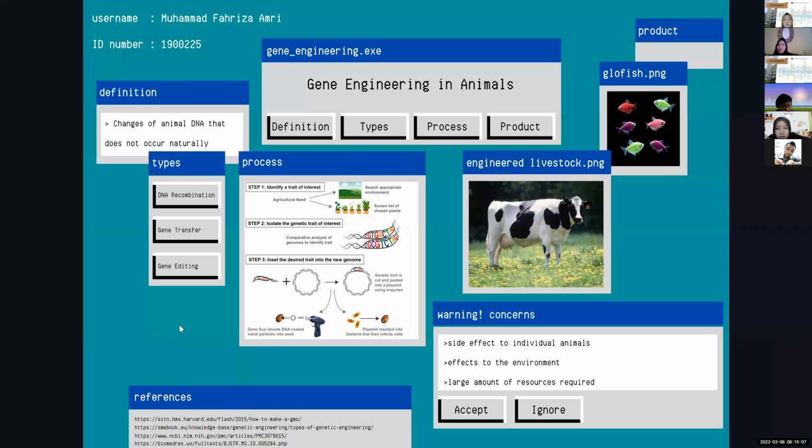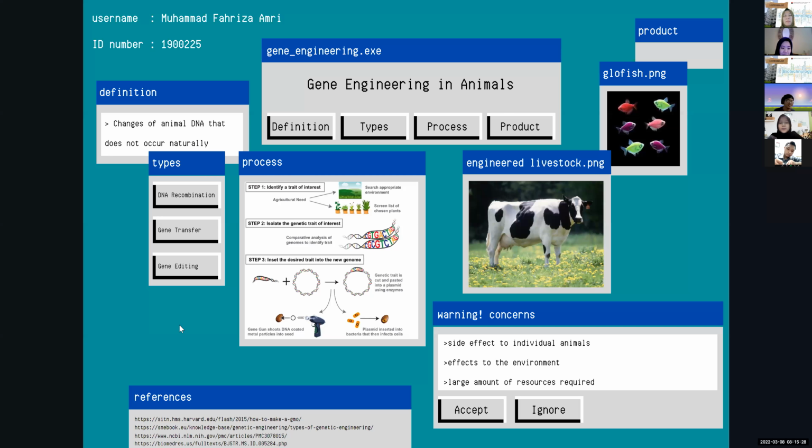Okay, so from Fahriza, we can conclude that it is impossible naturally because the cells of one species to another are very different. But artificially, it is possible. What about Della? I got the answer. Thank you, Fahriza.